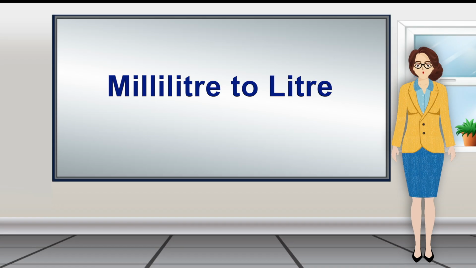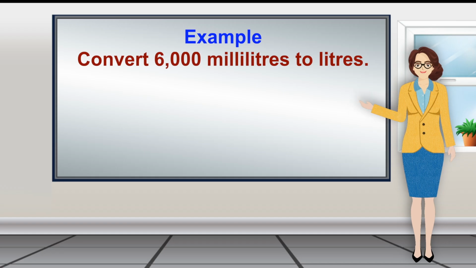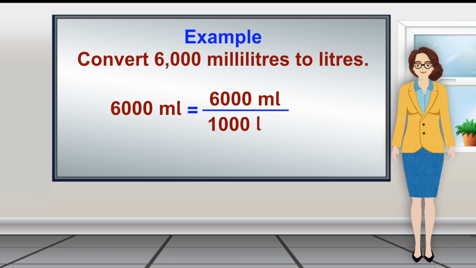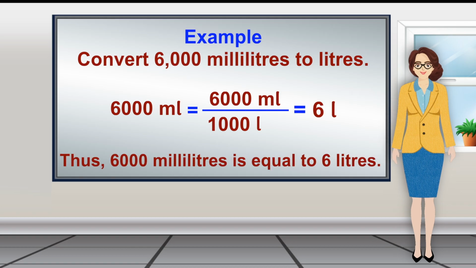Students, now see the conversion of milliliters to liters. To convert milliliters to liters, divide the given capacity in milliliters by 1000. Let us learn from an example. Convert 6000 milliliters to liters. As we know, 1 milliliter is equal to 1 by 1000 liters. So, divide 6000 milliliters by 1000. After dividing 6000 milliliters by 1000, the answer will be 6 liters. Thus, 6000 milliliters is equal to 6 liters.